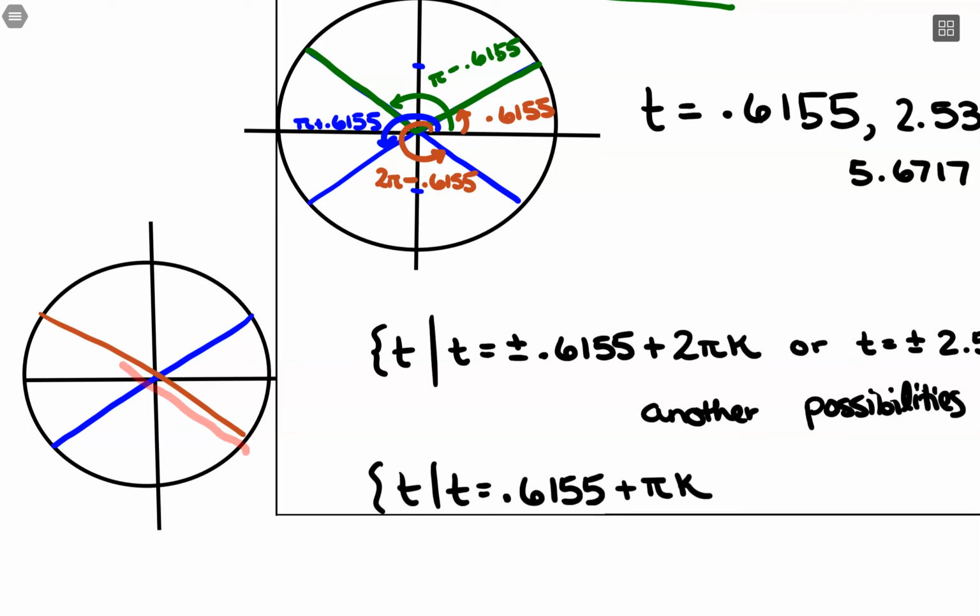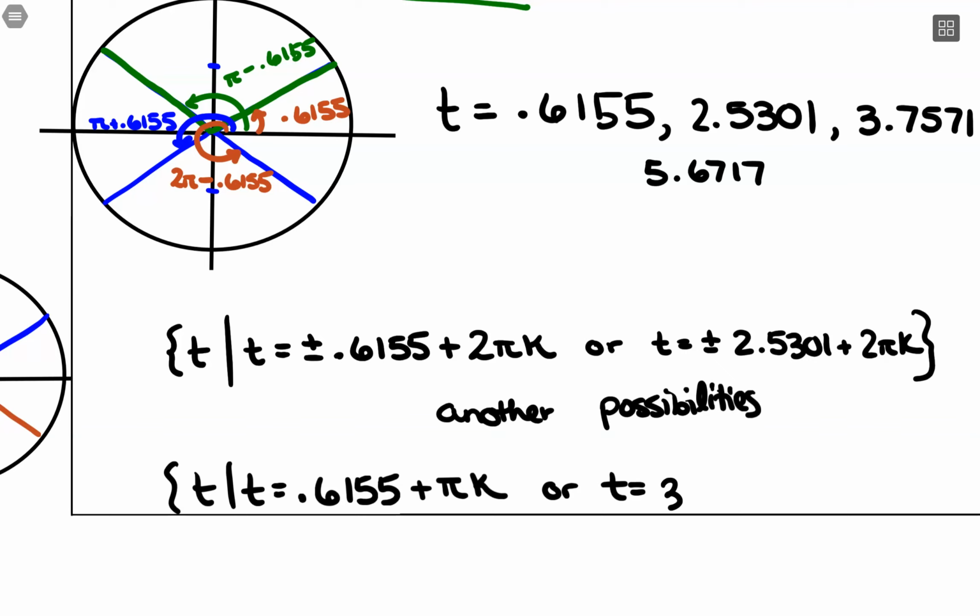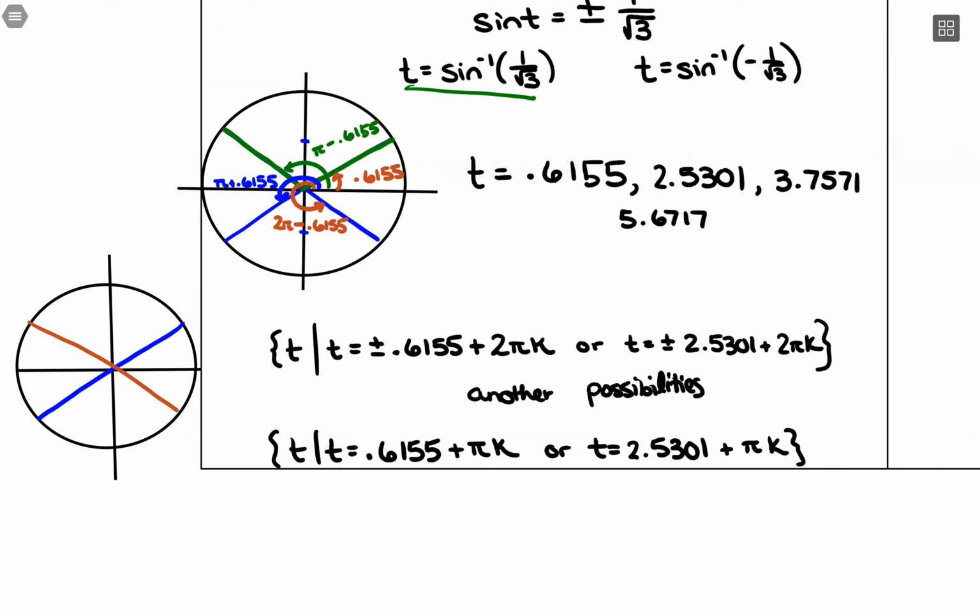And then for the red line, the same idea of being at that 2.5301, and then any distance of pi away from that value, that would also work. And then so many other possibilities, but I would say those are the 2 key ones to look for there.